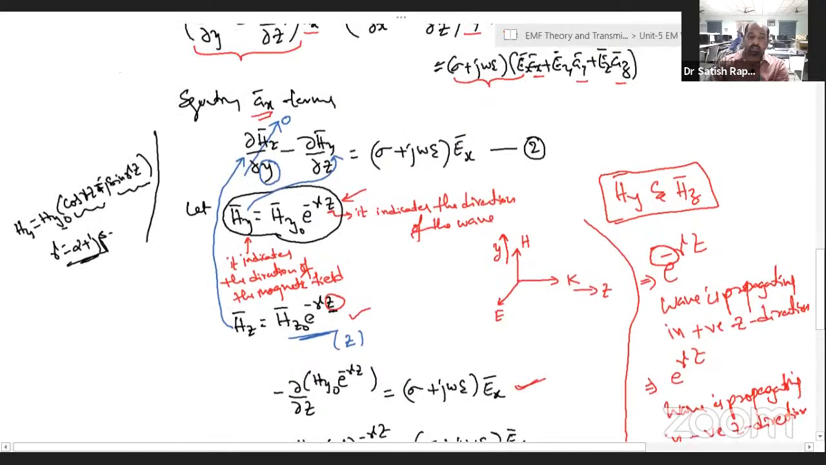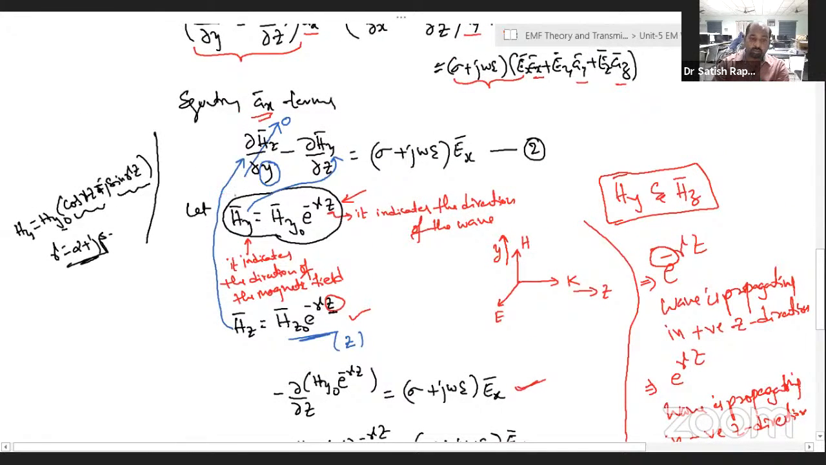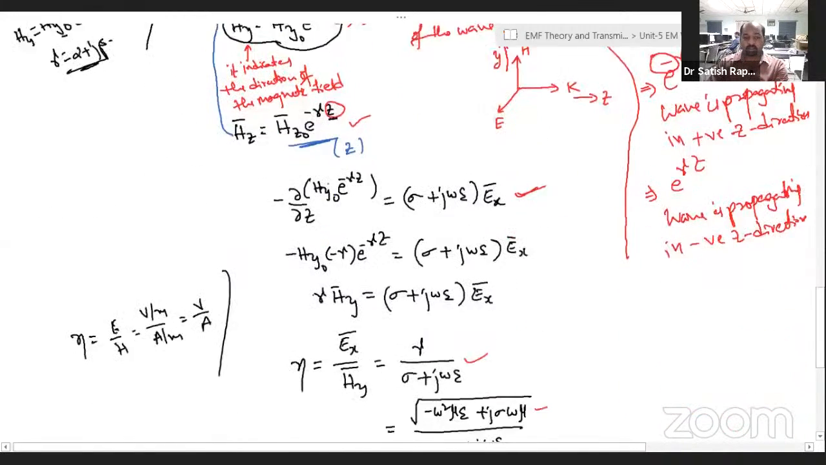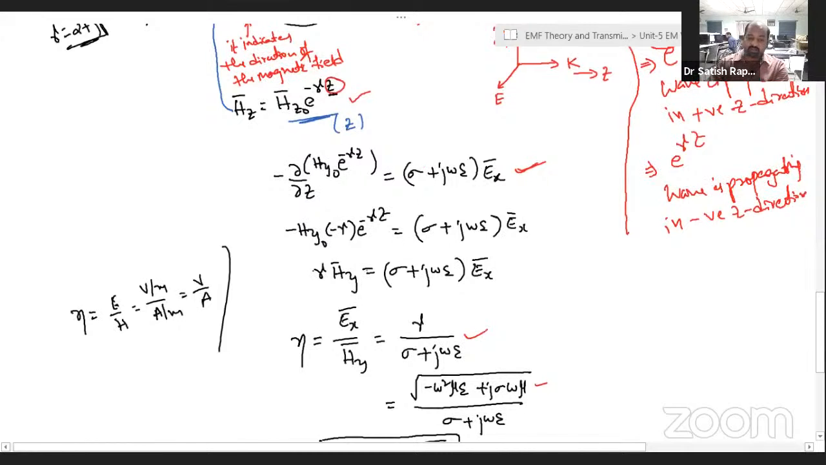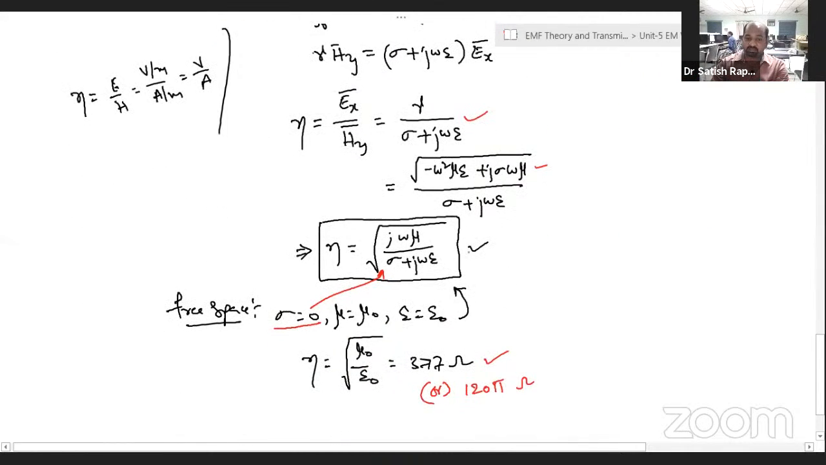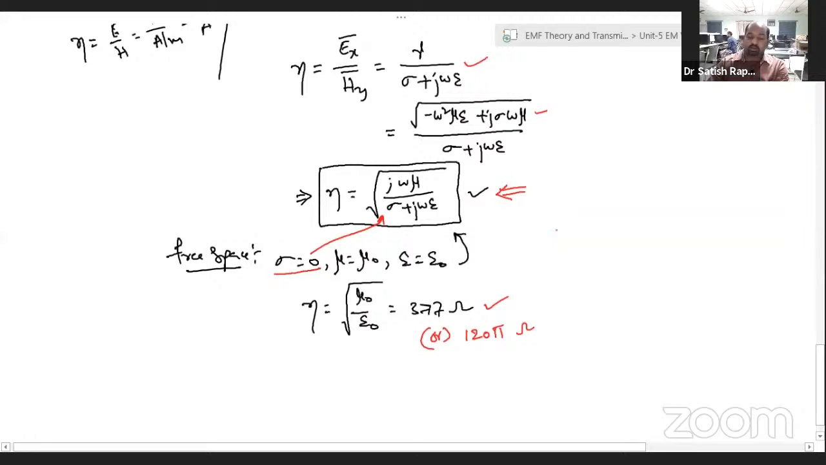Substituting this in equation 2 and differentiating with respect to y and with respect to z, and simplifying, you will get the intrinsic impedance. This is the final expression for intrinsic impedance: eta is equal to square root of j omega mu by sigma plus j omega epsilon.